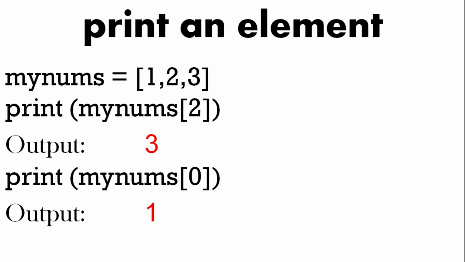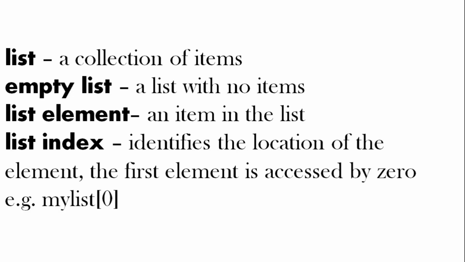So what terms did we look at? We had a collection of items called a list, an empty list, which is a list with no items in it, a list element is one of the items in that list, and the list index, which is the location of the element, and the first element is accessed by 0, not 1. So the example, my list, square brackets with 0 inside, will be the first element inside the list.